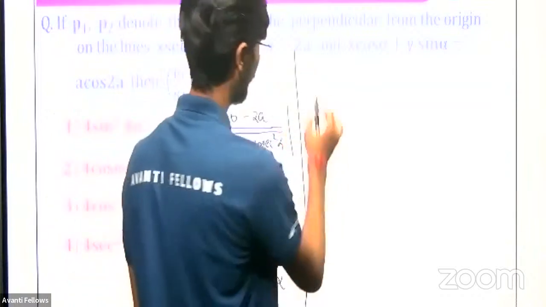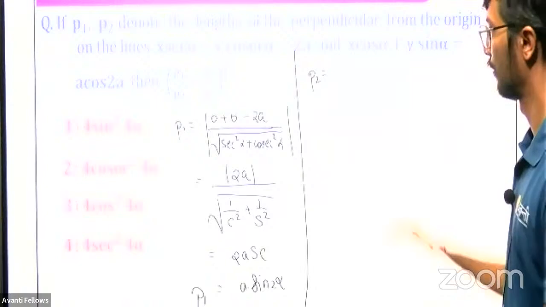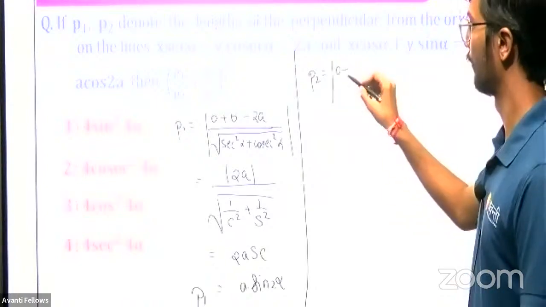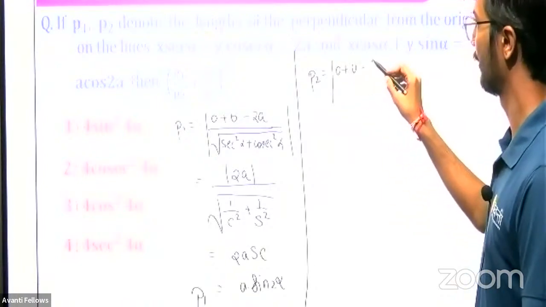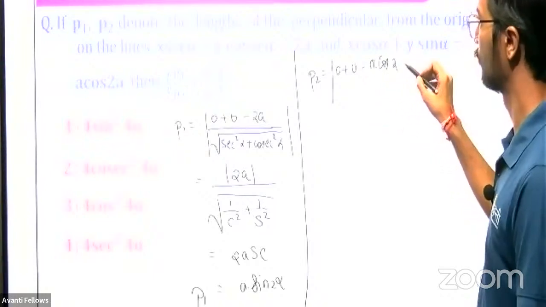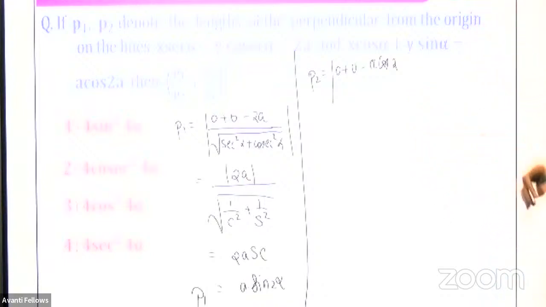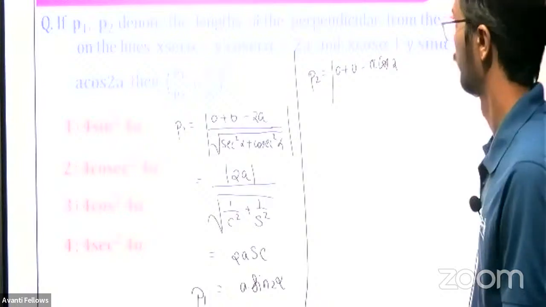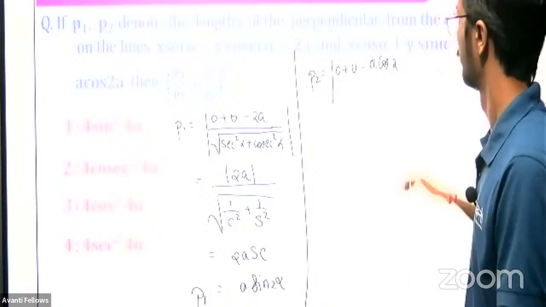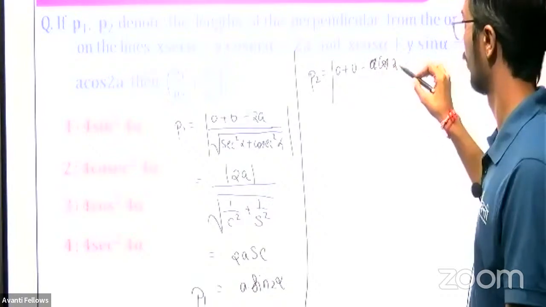Let us find the value of P2, guys. P2 will be equal to 0 plus 0 minus a cos 2a. I think this should be 2 alpha.